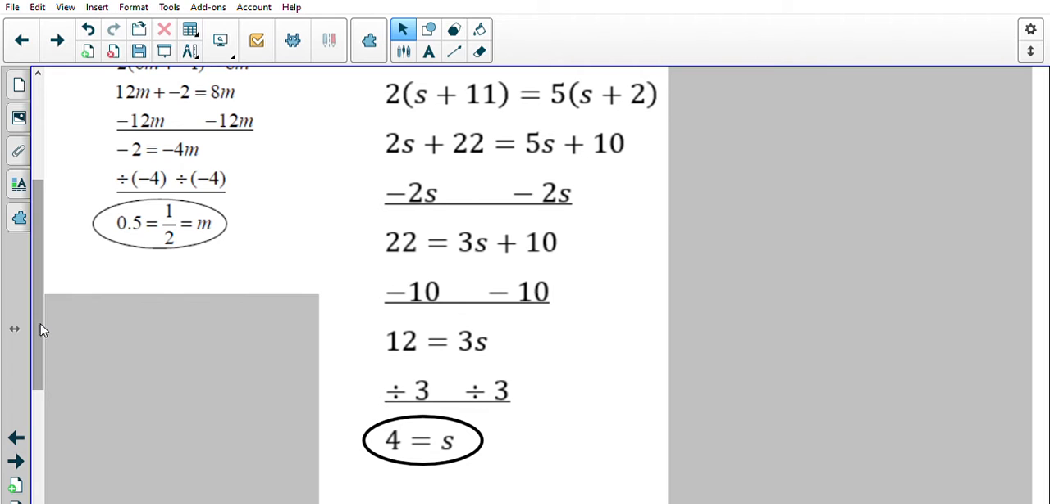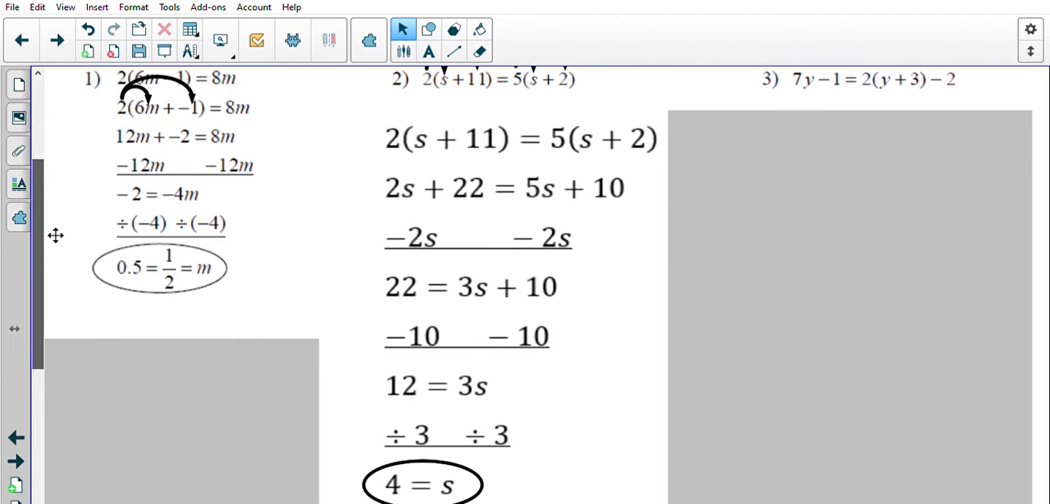If you want to check your solution, you can replace s with 4 on both sides. So 4 plus 11 is 15. 15 times 2 is 30. If you replace s with 4 on the right-hand side, 4 plus 2 is 6. 6 times 5 is also going to get us 30.